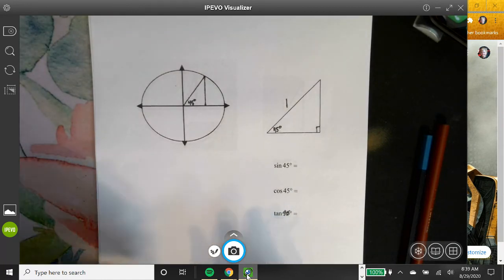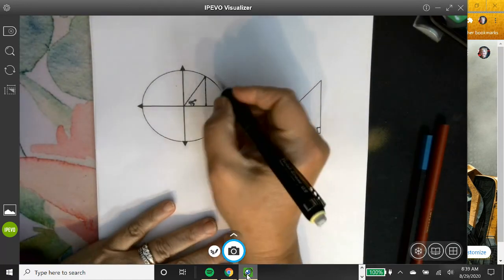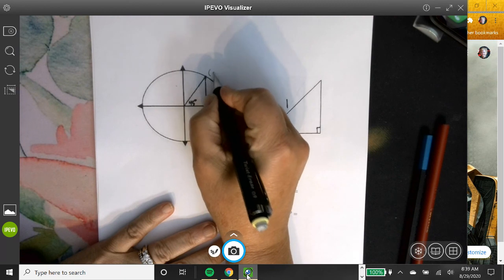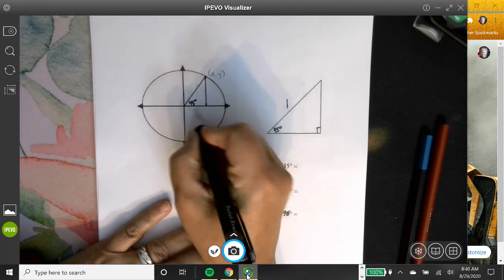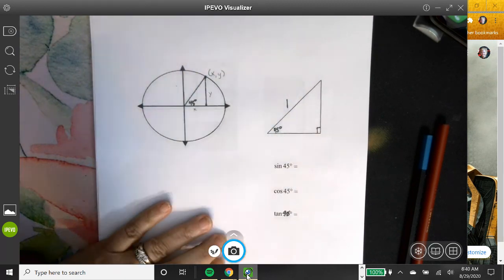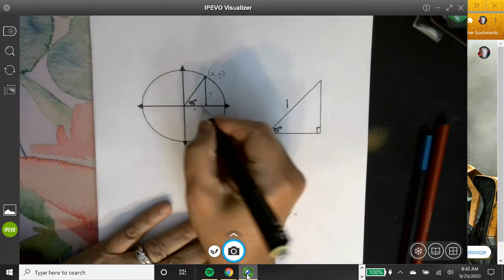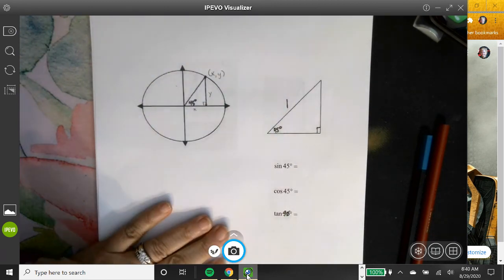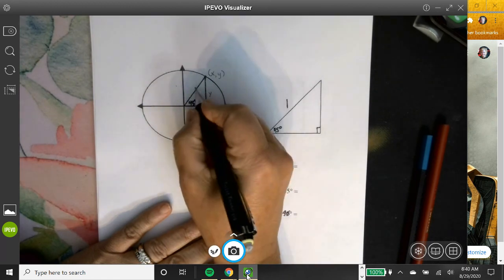That one is the 45, 45, 90. And we're going to do the same thing. We're going to find this point. I'm going to call it x, y, right? Because this is x and this is y, this distance. And this will be a 90-degree angle here. And my hypotenuse is still 1.